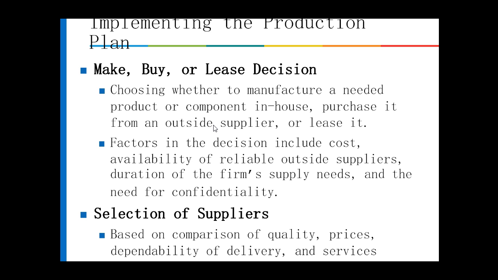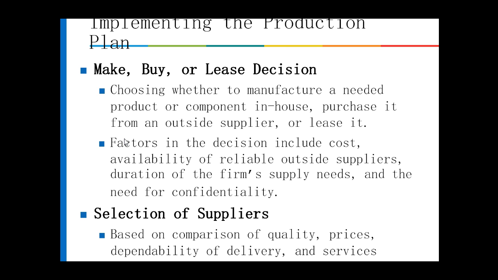Implementation. This is the big deal. It's really the buy or lease decision. Whether you're going to produce the needed product in-house, or you're going to have someone outside, or you're going to lease it. These are major decisions. And obviously, they consider more than just the financial cost, but they also have to think about any reliable outside suppliers, any other needs that they might have, and if there's a need for confidentiality.